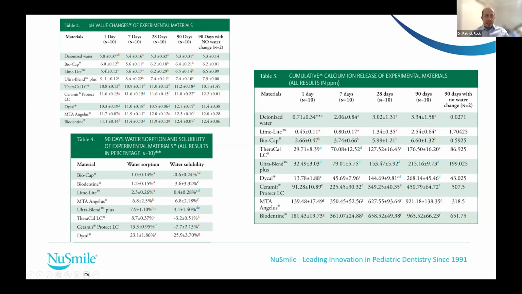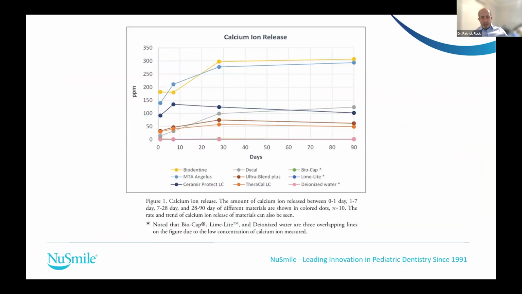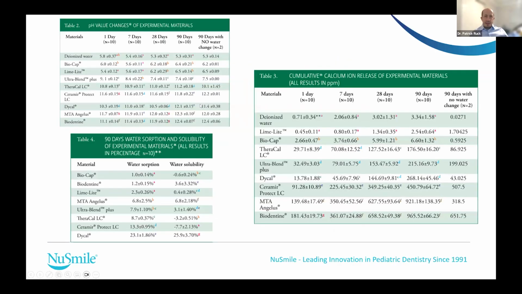And what I really want to show is the pH value changes. So this is 90 days, and this is kind of what Dr. Primus was talking about with some of these other products. It really does matter if you have a product that has a sustained alkaline pH, and also when you look at the degree of calcium ion release, because we talked about how that's important in tertiary dentin formation. Limelight is all the way down here at the bottom. So we're not even getting a higher degree of calcium ion release, similar with its pH change.